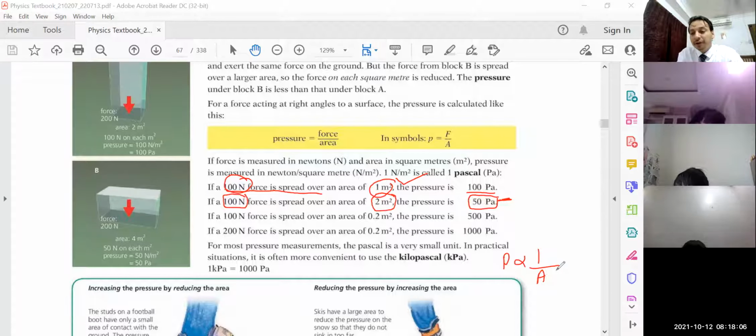Inverse proportion means if you increase the area of cross section of any object, then pressure will decrease. Please remember, if area gets halved, pressure will double. Area gets doubled, pressure gets halved. So all this information will be very useful, children, for MCQ questions.